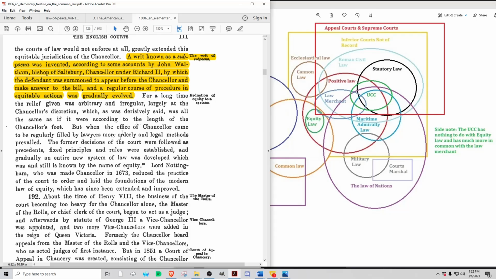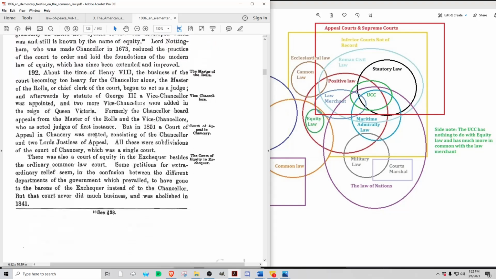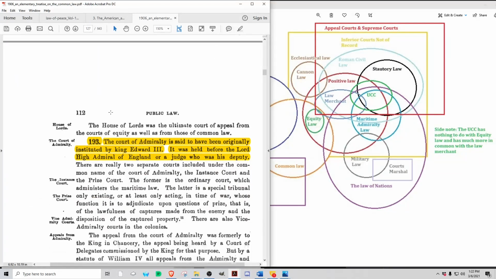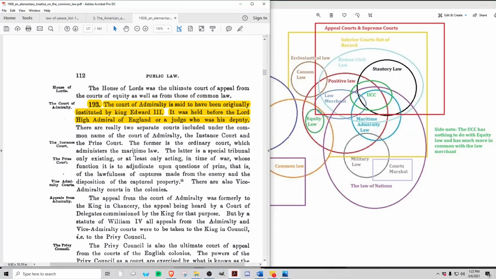So I will leave the rest of this interesting history for anyone else to take a look at regarding that, and we'll get down to Admiralty. Now, I know I'm going a little bit fast, common law and Roman civil law, but I want to get all these in, and I'll finish up with Admiralty here, and then we'll take our 15-minute break.